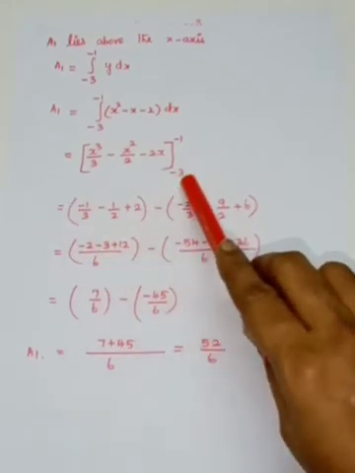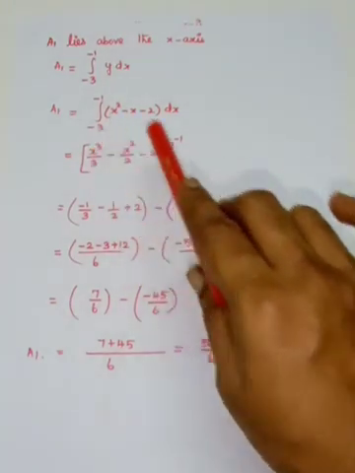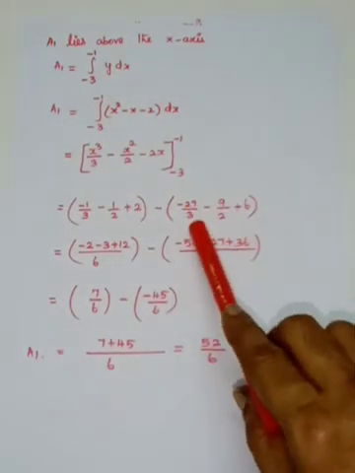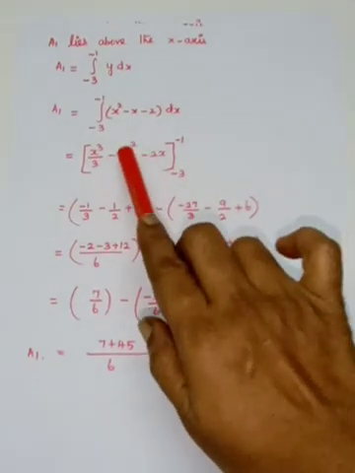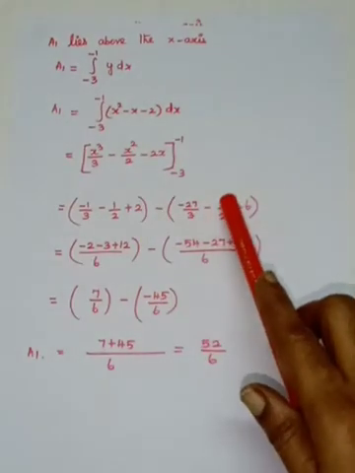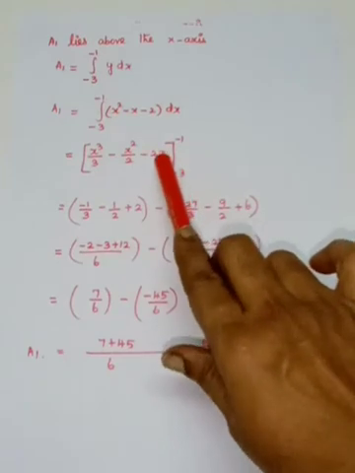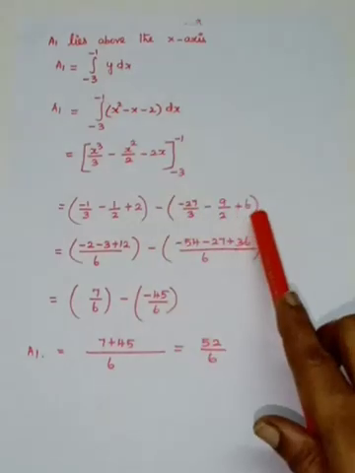Now go for the lower limit. Minus 3 the whole cube is minus 27 by 3. And in between you have a minus, which has to be written. Minus 3 the whole square is plus 9, so 9 by 2. And if you substitute minus 3 here, minus 2 into minus 3 is plus 6.